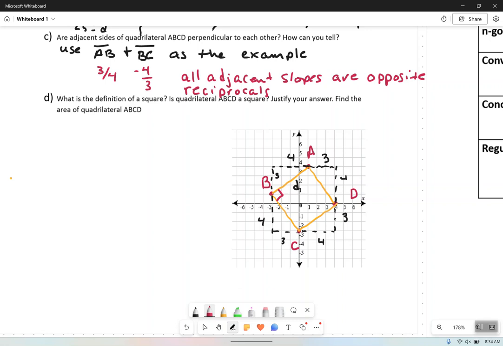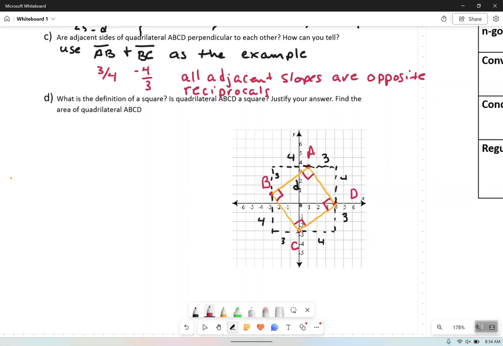So here's the deal, kids. A square: all 4 sides equal. Are all of these angles that the sides meet at going to be perpendicular, based on that idea of opposite reciprocal for slopes? Yes, it is. So it says, what's the definition of a square? Well, the definition of a square, my friends, is all sides equal and all angles 90 degrees.